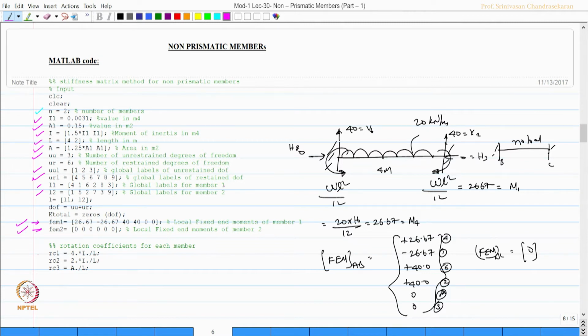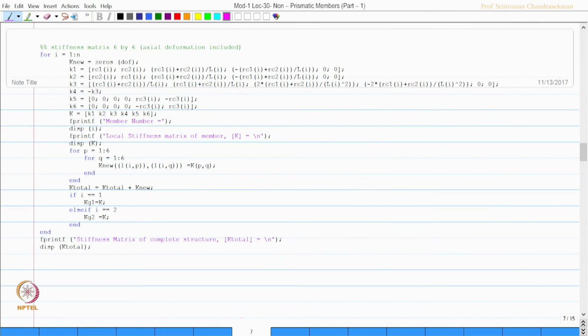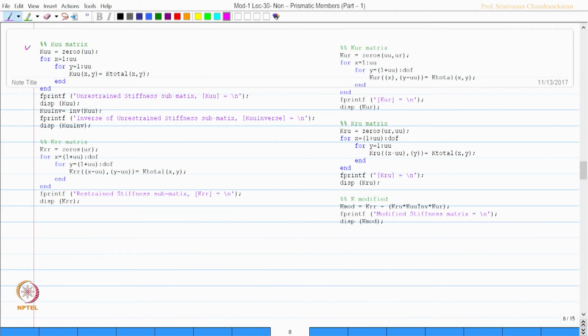Okay. Then we compute the rotational coefficients, then we found the stiffness matrix, the local stiffness matrix, then the complete stiffness matrix by assembling the members and get the complete K. Okay. So, that is what we are trying to get. So, in this we get K local of AB, K local of BC. In this step we get K total, which will be a 9 by 9 matrix. Okay. Once you get that, you separate KUU, you get KRR, you get KUR and KRU, plug it out and then find K modified.